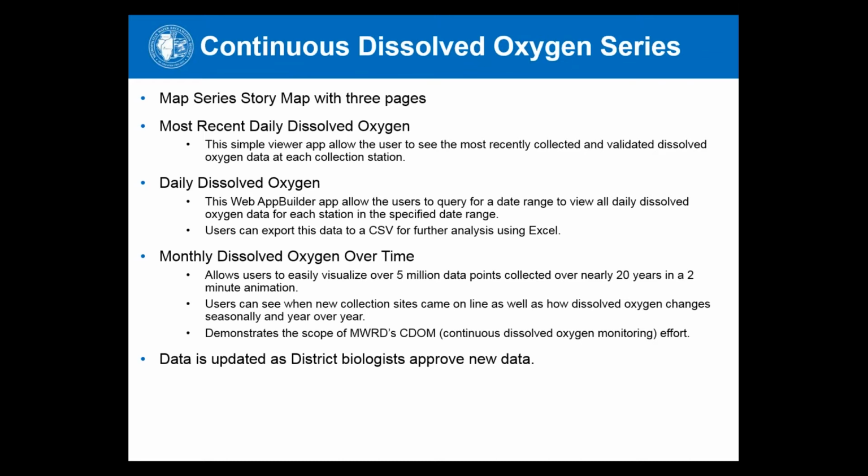We used a Web AppBuilder app to allow the public to query a date range of daily dissolved oxygen data and download it as a CSV to use in Excel. Lastly, we used a configurable template to show dissolved oxygen data over time. This time series map allows users to watch monthly dissolved oxygen levels change over time. This has the effect of summarizing and making accessible an over 5 million point data set spanning nearly 20 years of DO monitoring in a 2-minute animation.